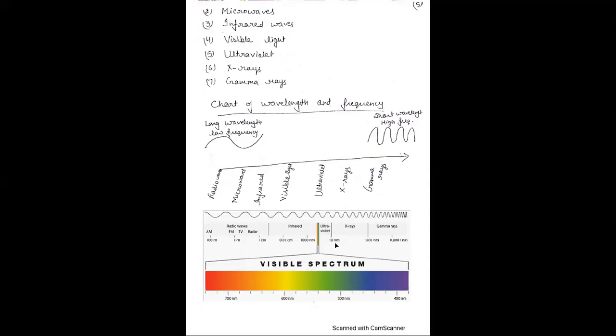Its wavelength is 10 nanometer. Then X-rays, and after X-rays, there are gamma rays. Now, in the next slide, I will discuss all the waves one by one. First, this is the chart of these waves. There is the frequency, wavelength, and energy of all the waves.